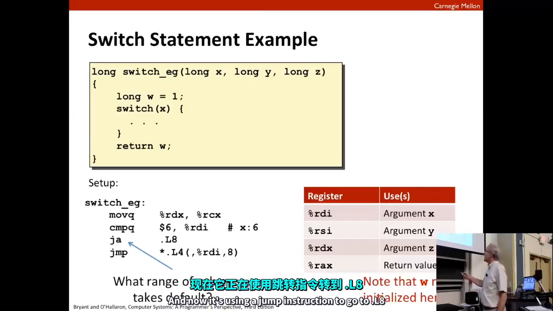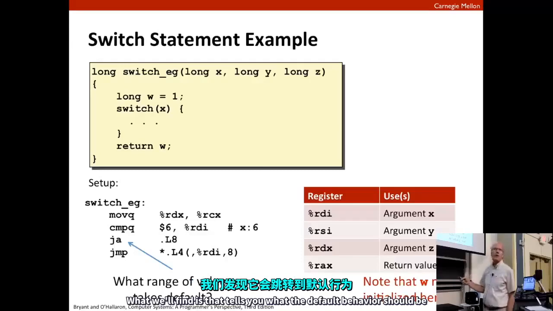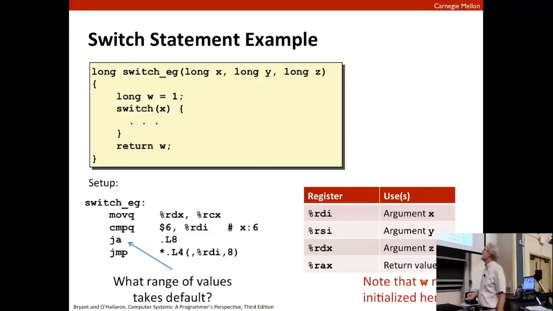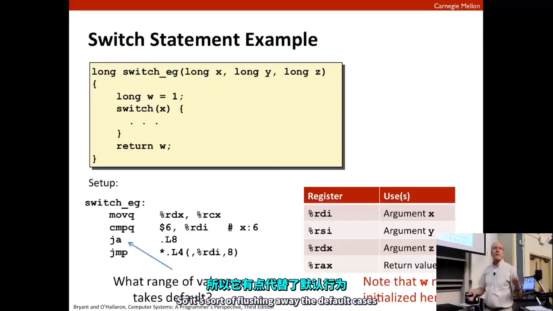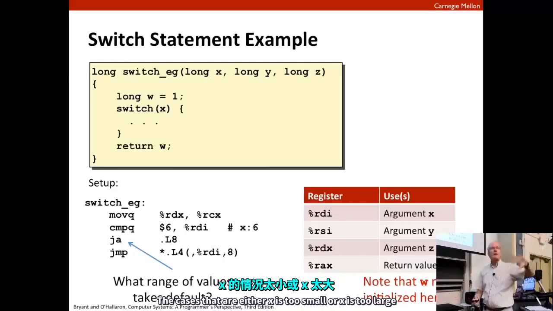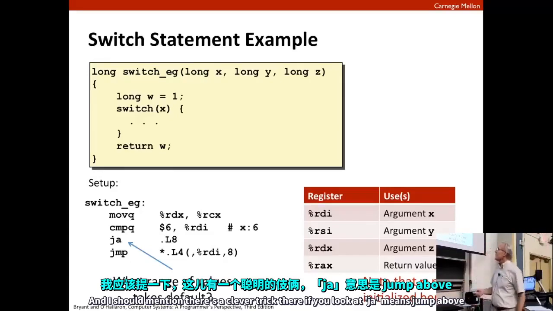And now it's using a jump instruction to go to L8. What we'll find is that tells you what the default behavior should be. So it's sort of flushing away the default cases, the cases where either X is too small or X is too large. And I should mention there's a clever trick there.